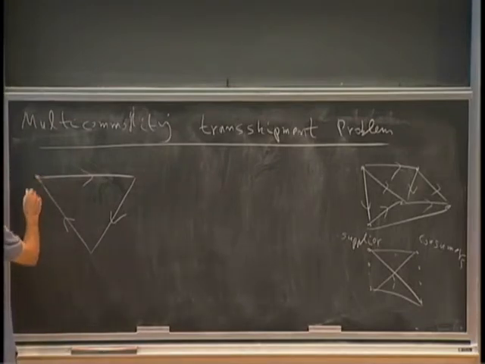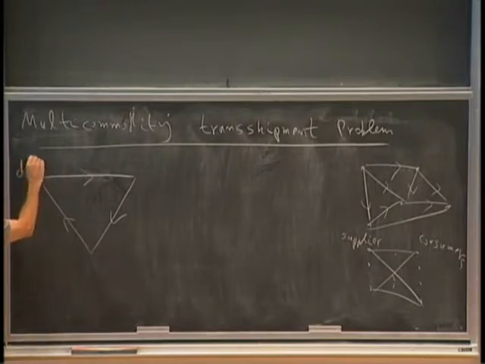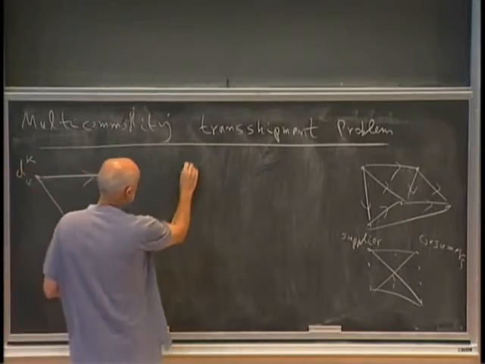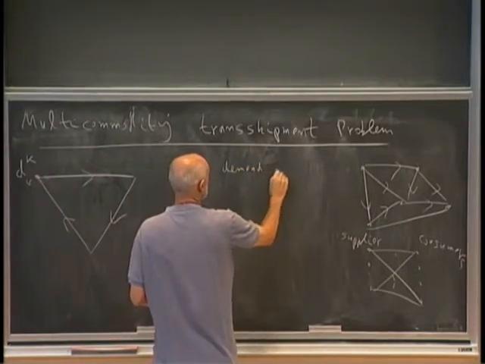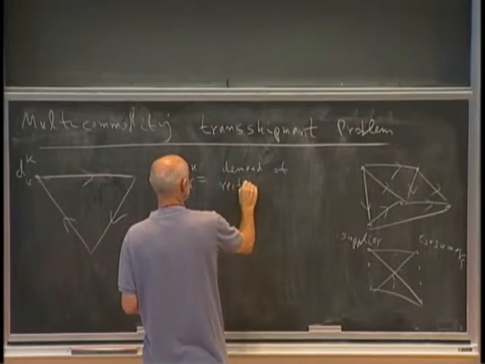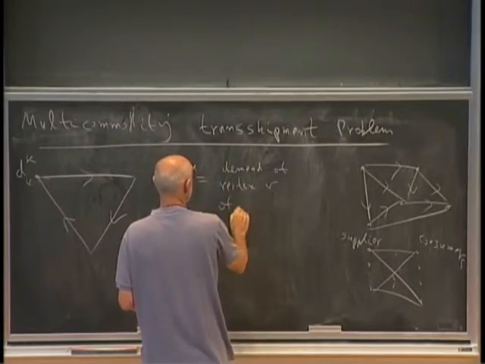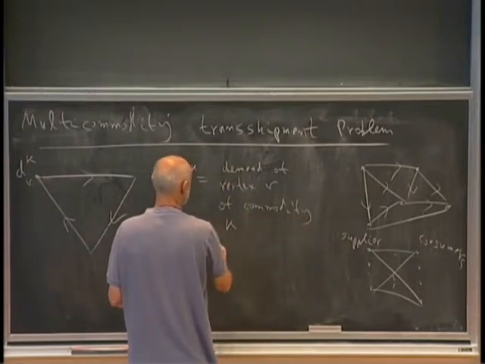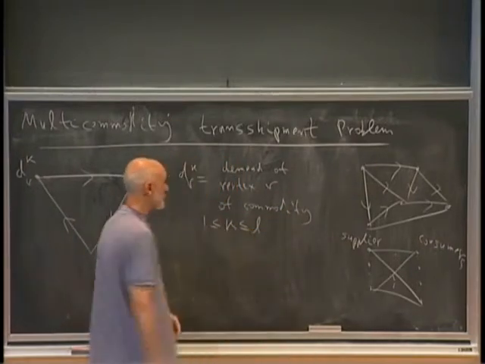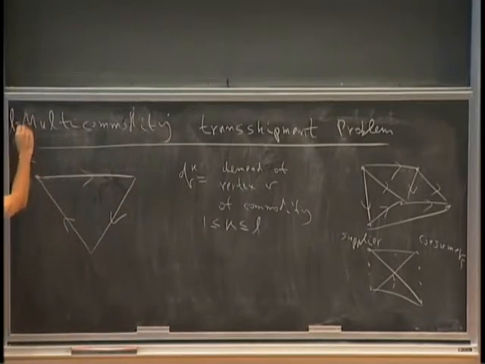For every vertex, we have a number which we are going to call the demand, d_v^k. V is the vertex, D is the demand, and k means the commodity. So d_v^k is the demand of vertex v of commodity k, and k is between 1 and L. We have L types of commodity. So this is the L-commodity transshipment problem.